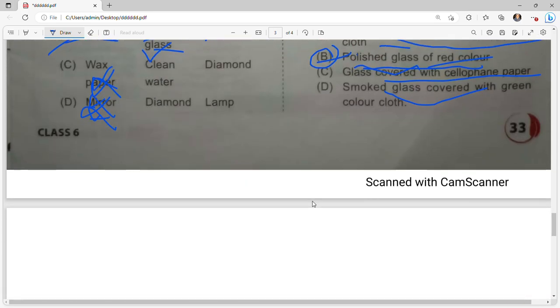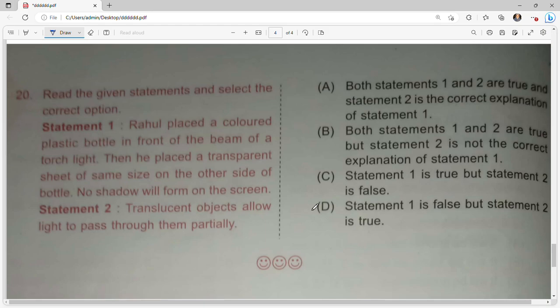Next question, question number 20, is: read the given statement and select the correct option. Let's read the statement. Statement 1: Rahul placed a colored plastic bottle in front of the beam of a torchlight. Then he placed a transparent sheet of the same size on the other side of the bottle. No shadow will form on the screen. And statement 2: translucent objects allow light to pass through them partially. So as we can see, statement 2 is correct. So the correct answer for question number 20 is option D, because statement 1 is false, whereas statement 2 is true.